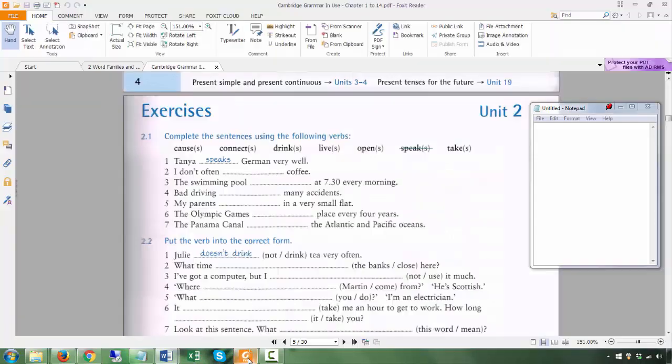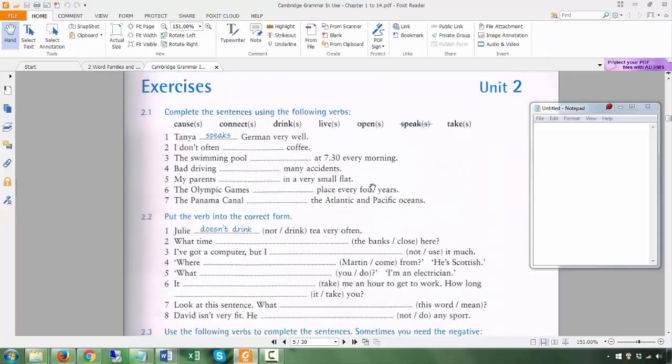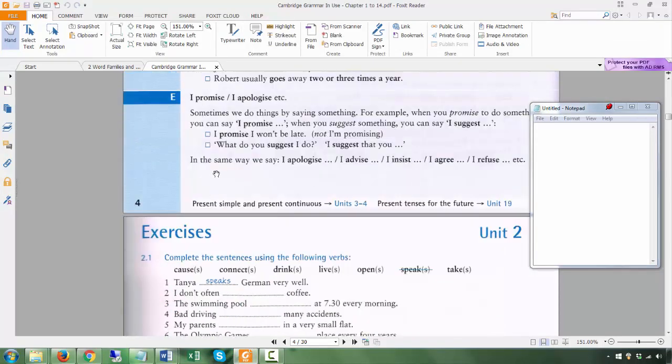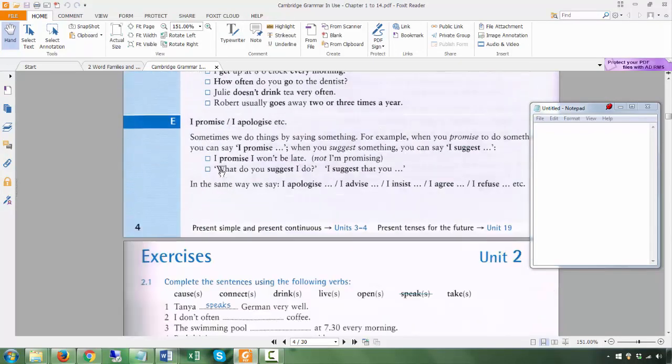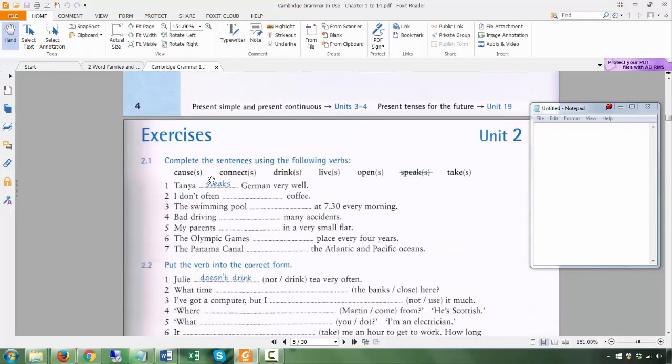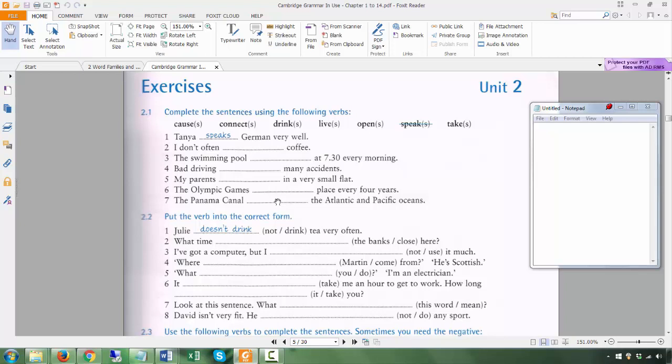and you should know that present simple tense, what is the use of it, is when things happen regularly. It's not something that's happening right now, but you're talking about something that happens regularly. Okay, a habit. Now, I don't often, 2.1, I don't often drink coffee, right?